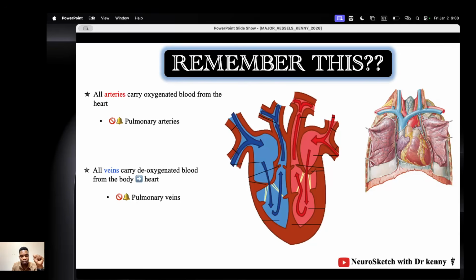We have a different story when it comes to fetal circulation, because this is totally different in the fetus. We will discuss fetal circulation at some point, but for today let's go with that flow.